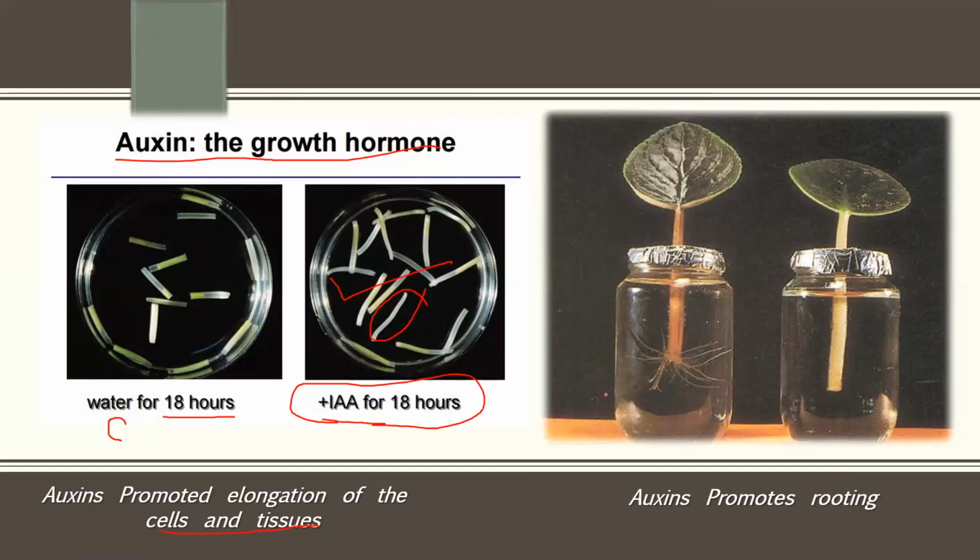Auxin promotes rooting. So auxin is a very good rooting media for cuttings, and it promotes adventitious rooting in such cuttings. So this is the control series, and this is the IAA induced or IBA induced series, and we can see rooting in this plant.